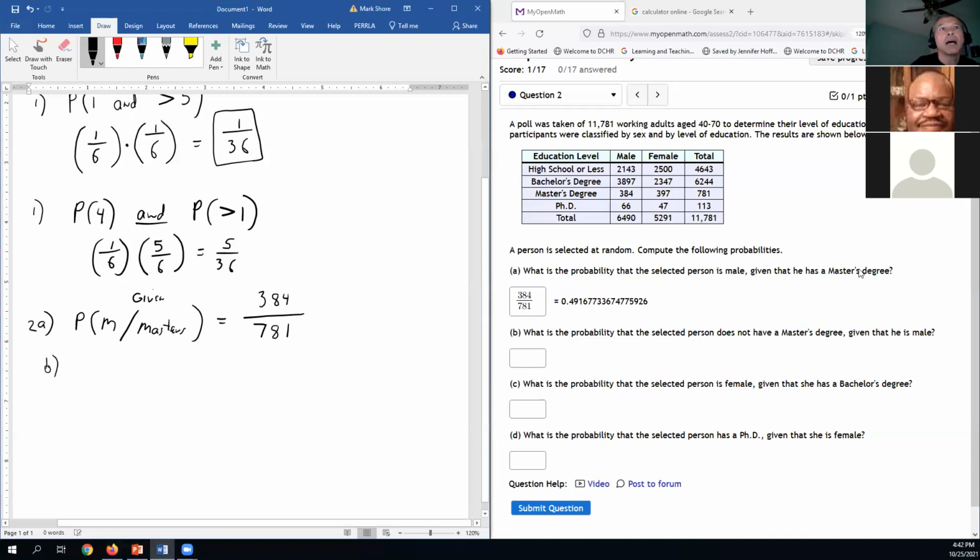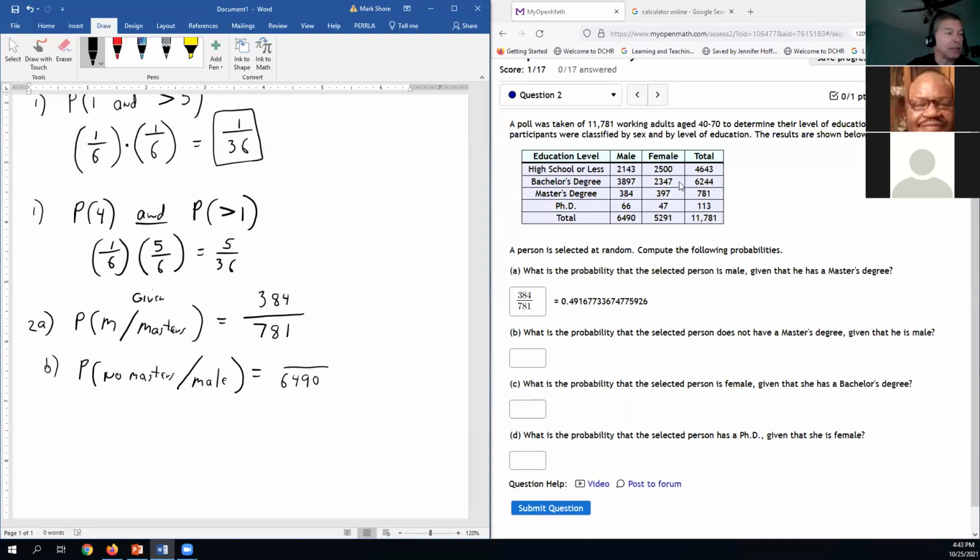And then part B says, what is the probability that the selected person does not have a master's degree? So I'll say it this way, no masters, does not have a master's degree, given that they're male. So this time it's going to be out of those that are male. Well, how many are male? Well, 6,490. Now, this doesn't say how many of them have a master's. This says how many of them don't have a master's degree.